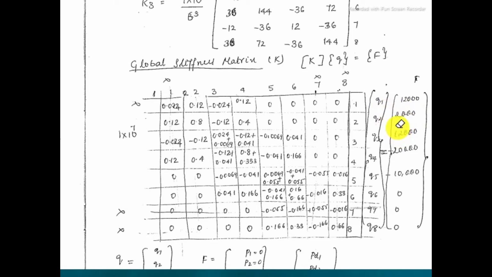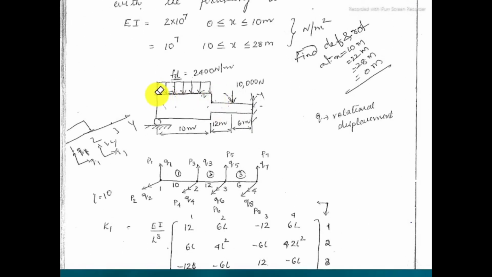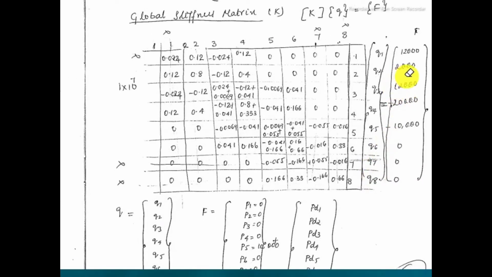Okay, similarly for F2 at node 2. F1 and F2 will be the same, because the UDL load is acting at node 1 and node 2. So F2 is acting in the same way. 2400 again, so again you will get 12,000 as F1 and F2. Again WL square by 12 you will get the same, because L is the same. So here we have taken it as minus 20,000.